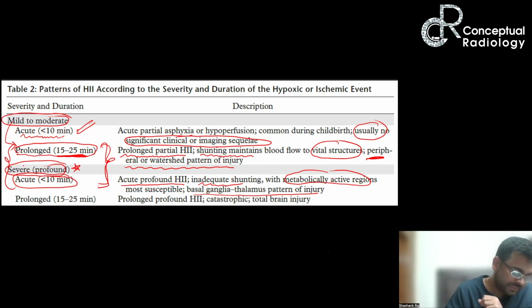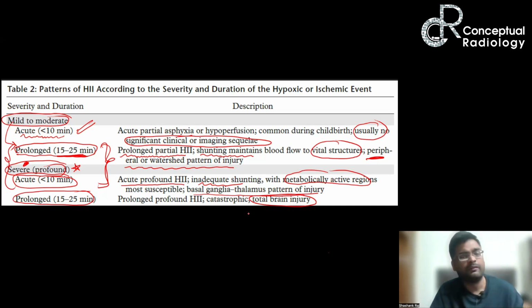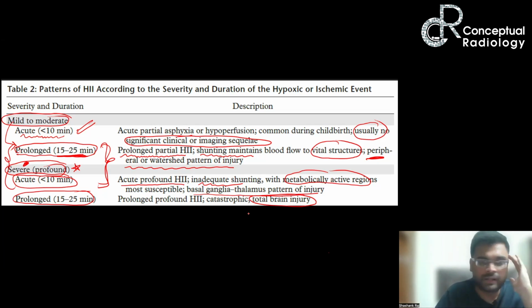Now, when this severe hypoxic insult is prolonged, there will be total brain injury. In this, there won't be any difference in pattern whether we are dealing with a preterm neonate, a term neonate or an adult, because when there is severe hypoxic insult and it is prolonged, then all the brain parenchyma will be involved. It doesn't matter what maturity we are dealing with.